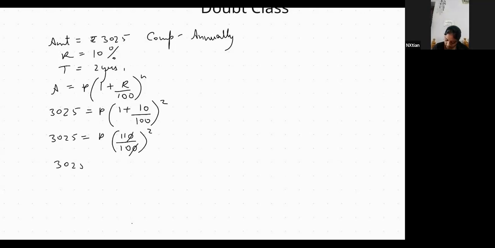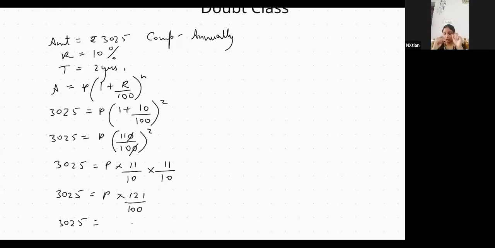Write it 2 times: 11 by 10 into 11 by 10. Now multiply 11 with 11 and 10 with 10. 11 times 11 is 121, and 100. So it becomes 3025 equals, now P into a number is that number P, so P into 121 is 121P. Ma'am, could you go a little slowly? Sure, I'll go slowly. So 3025 equals P into 121, that is 121P by 100.